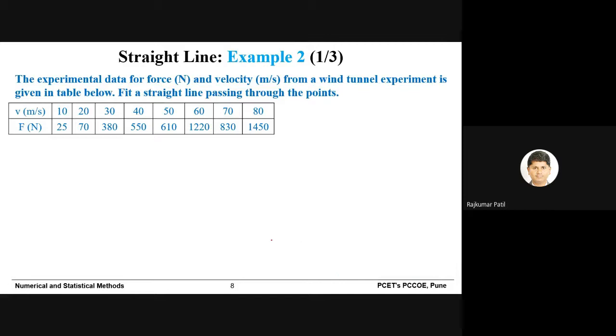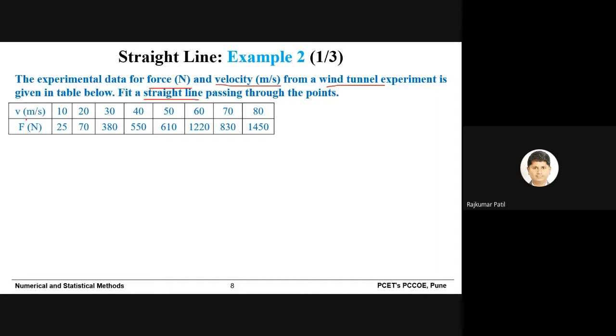We will see another problem. The experimental data for force and velocity from a wind tunnel experiment is given in the table. Fit a straight line passing through the points. So you need to fit a straight line, so the equation is y = a + bx.